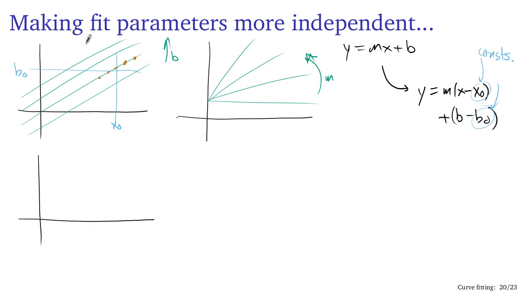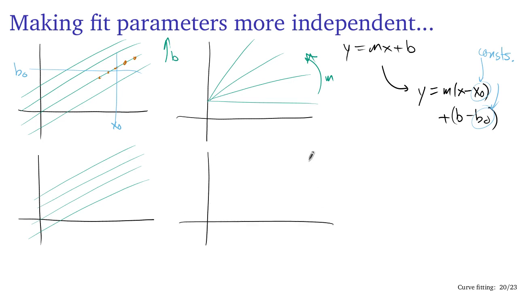The corresponding plots for changing b and changing m would look something like this. Changing b is still going to shift everything up and down, but changing m now will be shifting things like that around perhaps the center of my data set. So if my data set is centered around where I chose for x naught, then changing the slope doesn't move everything up and down. Changing the slope now does not move my curve up and down. That's one way you might retool a linear fit to avoid possible correlations between slope and intercept.